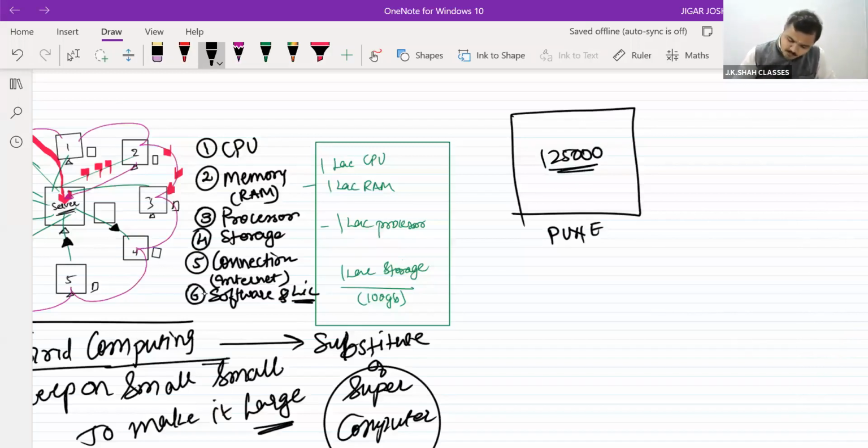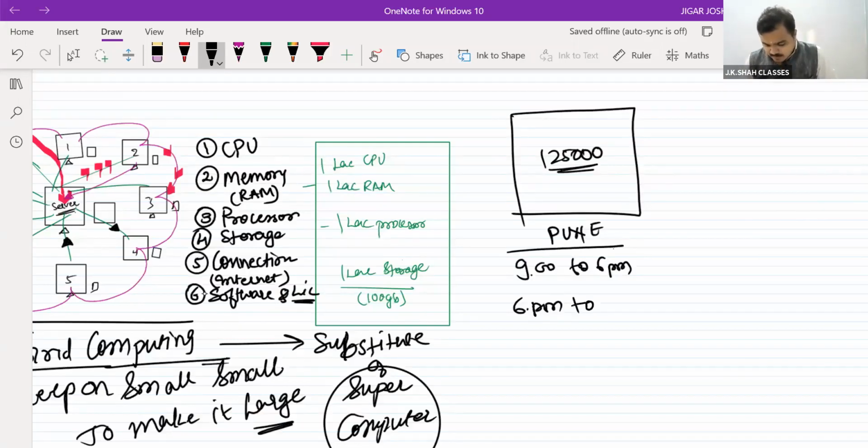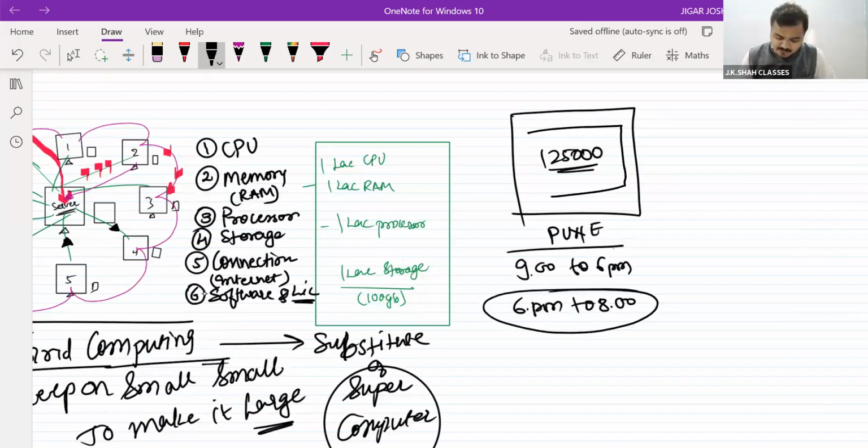Now tell me, if Wipro company says to me very clearly, Digar Joshi, we have office time from morning 9 to evening 6 p.m. After 6 p.m. to morning 8 o'clock, you can use our resources, our entire 1,25,000 PCs. Then, people, tell me, will I get only access to the 1,25,000 PCs, or will I get the local connection also of those PCs? Sir, you will get the local connection also of those PCs. Can I get the entire architecture of the 1,25,000 PCs? Yes, sir. You will get the entire architecture of the 1,25,000 PCs.